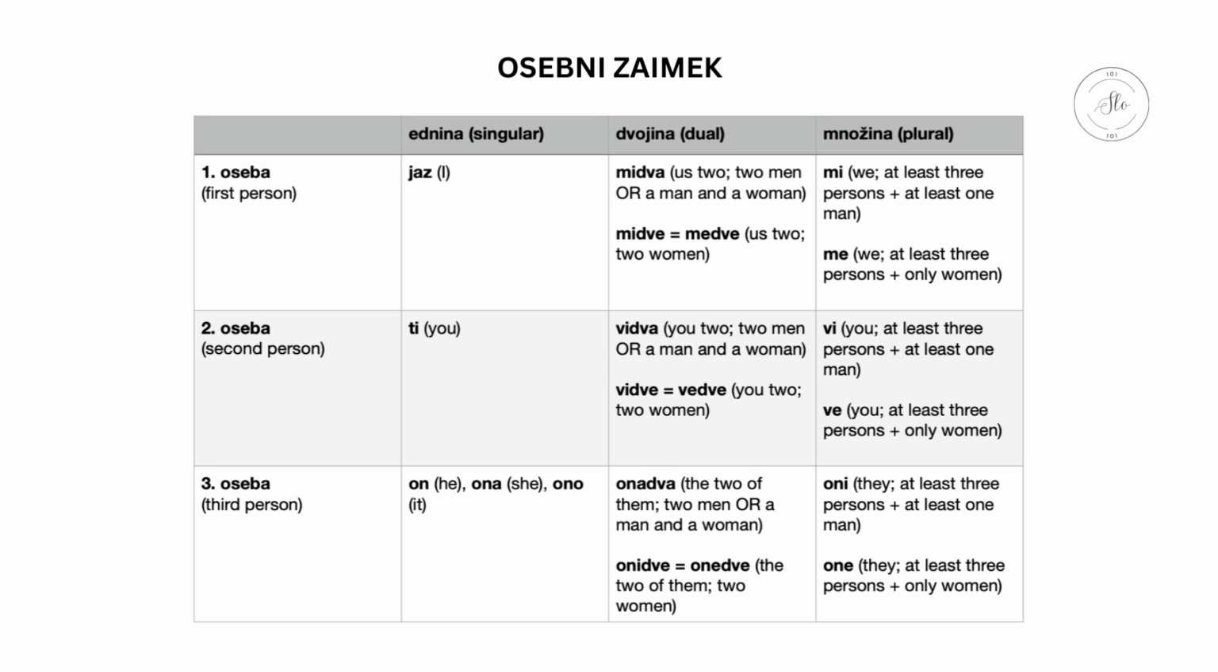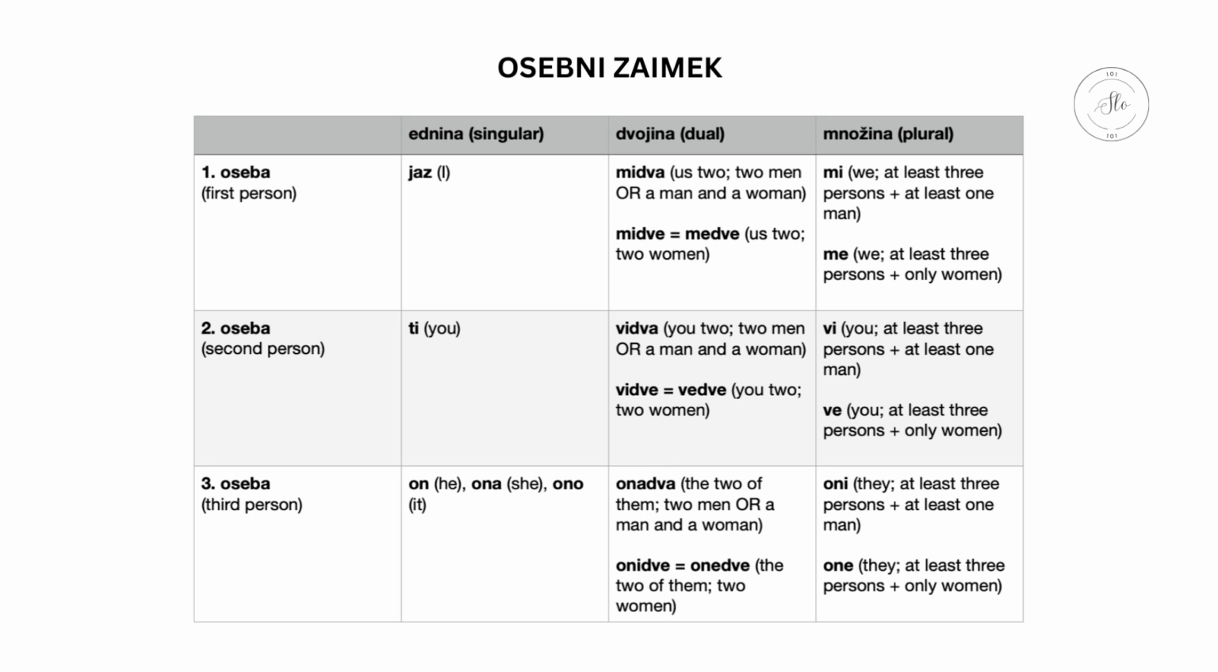In dual, for first person, we say midva if there are two men, or if there is a man and a woman. And we say midve or medve if there are two women.